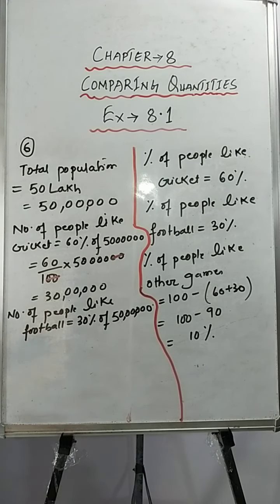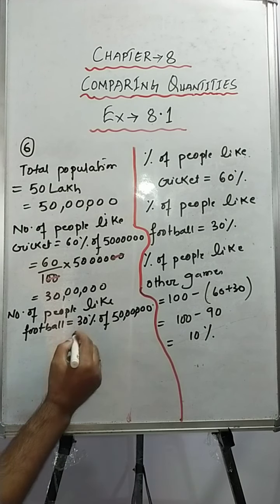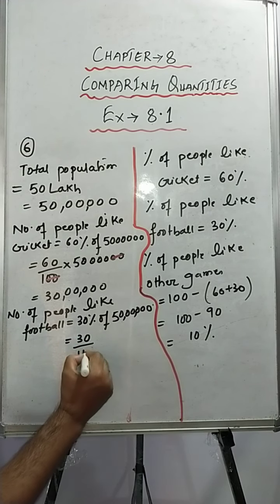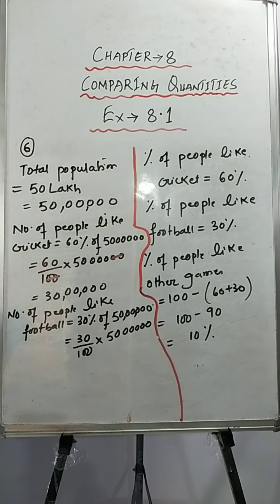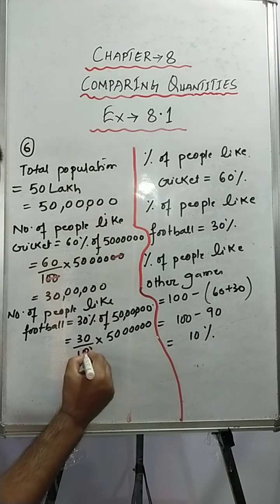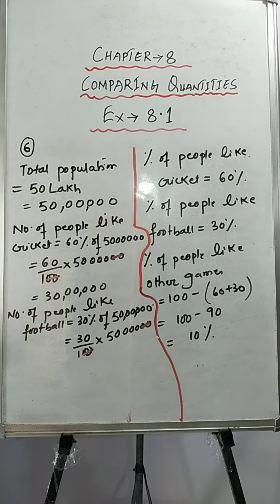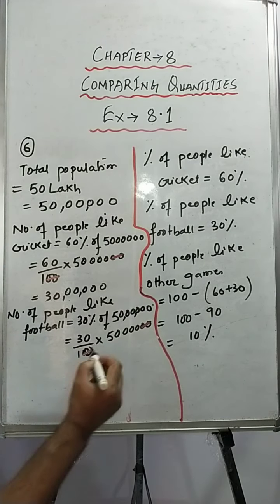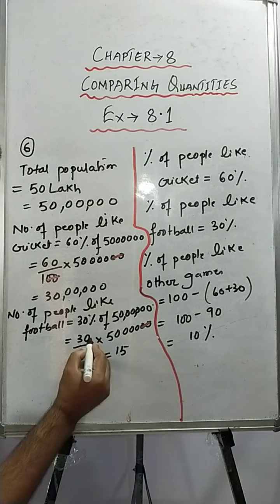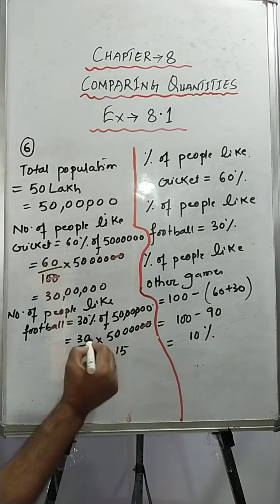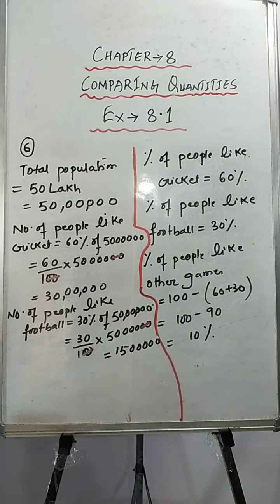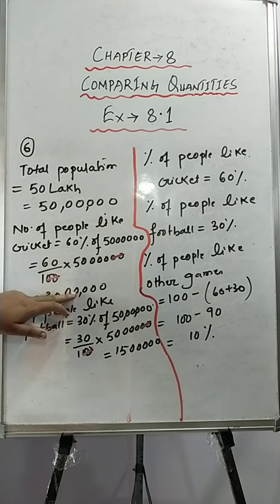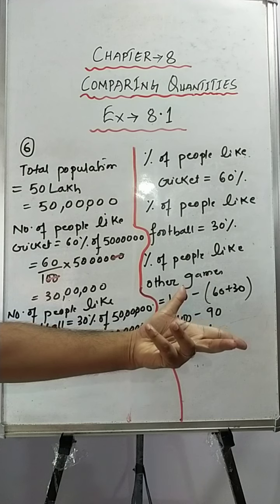Now 30% of 50 lakh is 30 by 100 into 50 lakh. Now what do we have to do? We have to reduce these two zeros. So 3 fives are what? 3 fives are 15. And how many zeros are there? 1, 2, 3, 4, 5. That means 15 lakh people like football. 30 lakh people like cricket. So the remaining people will like the other games.